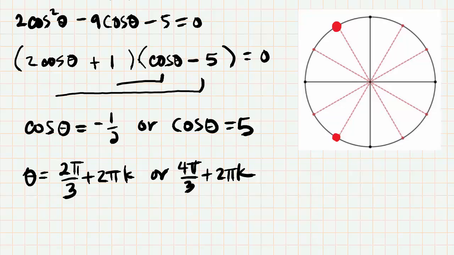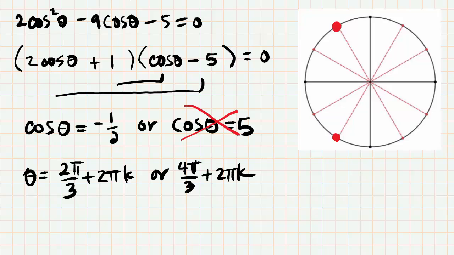Now let's consider this next equation, this small basic trig equation. Cosine theta equals 5. Where does that happen on the unit circle? I just said unit circle, and cosine is the x value on the unit circle. The x value can never get larger than 1, so this, no solution.